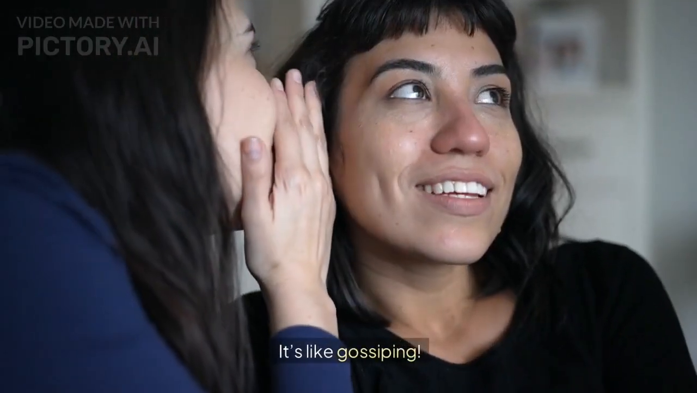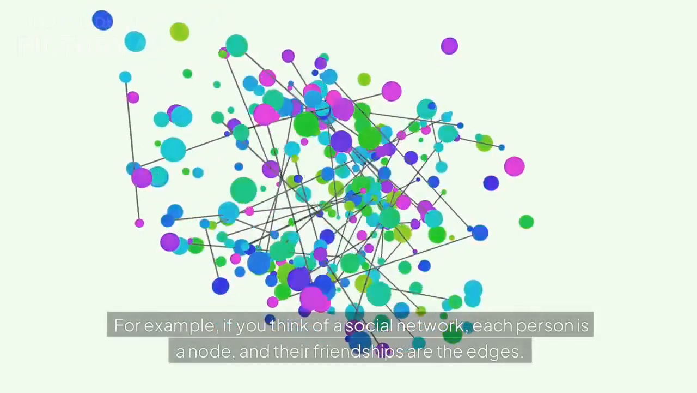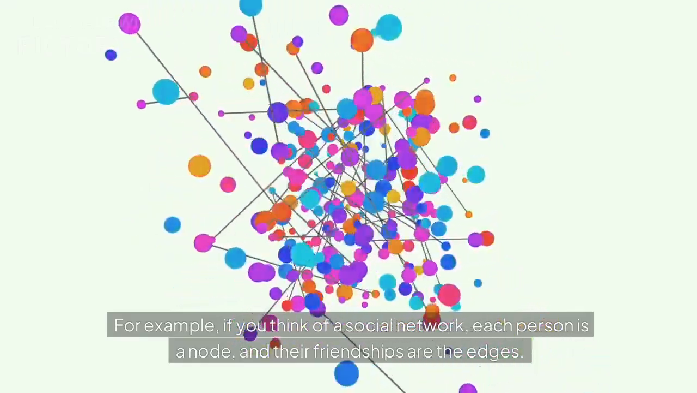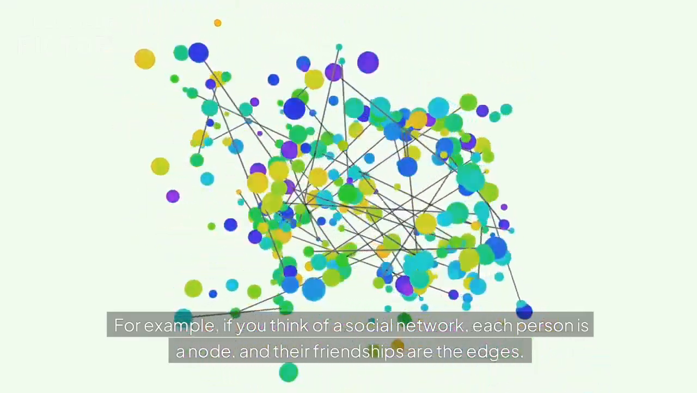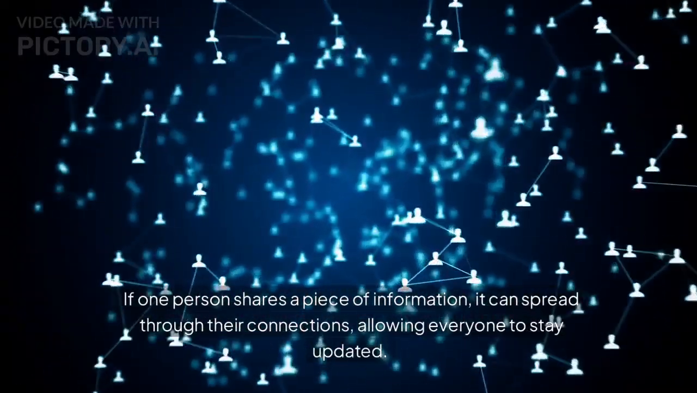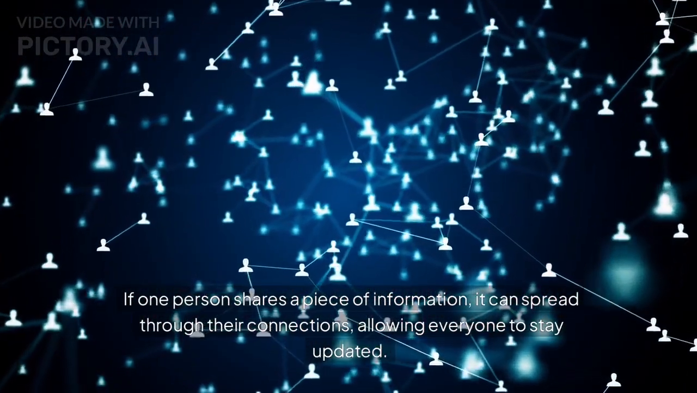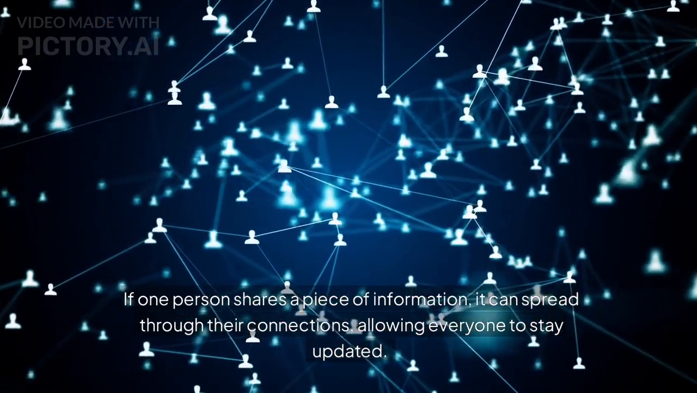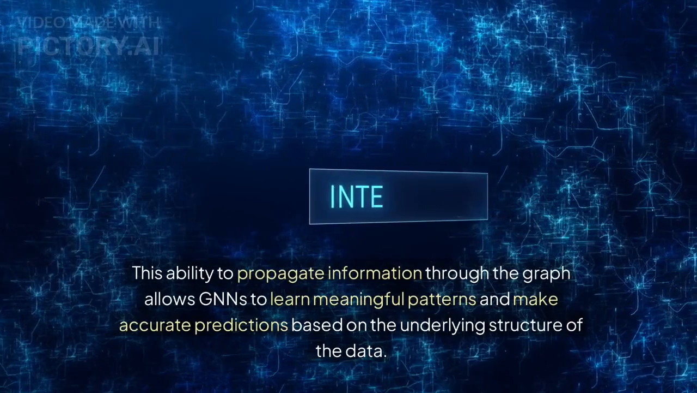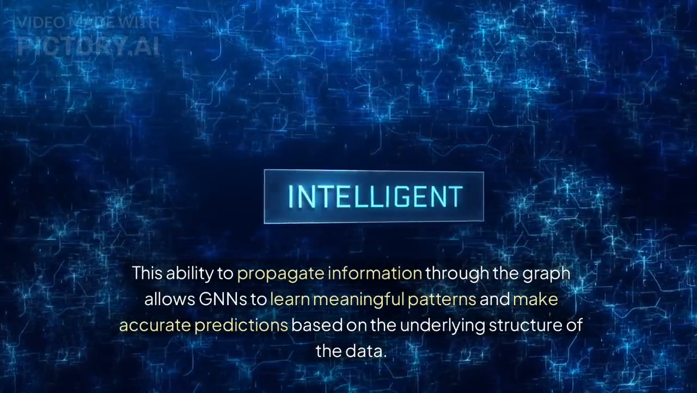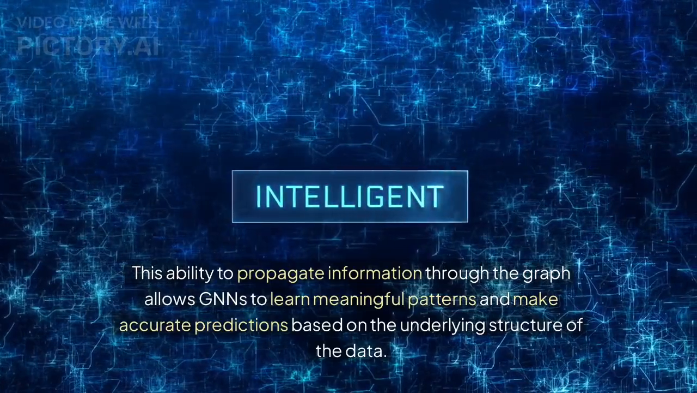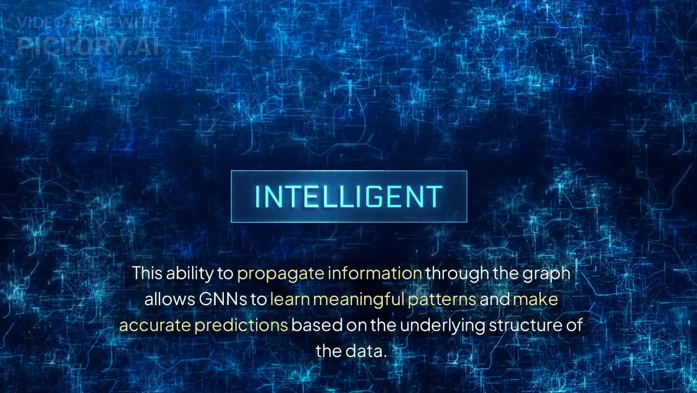It's like gossiping. For example, if you think of a social network, each person is a node, and their friendships are the edges. If one person shares a piece of information, it can spread through their connections, allowing everyone to stay updated. This ability to propagate information through the graph allows GNNs to learn meaningful patterns and make accurate predictions based on the underlying structure of the data.